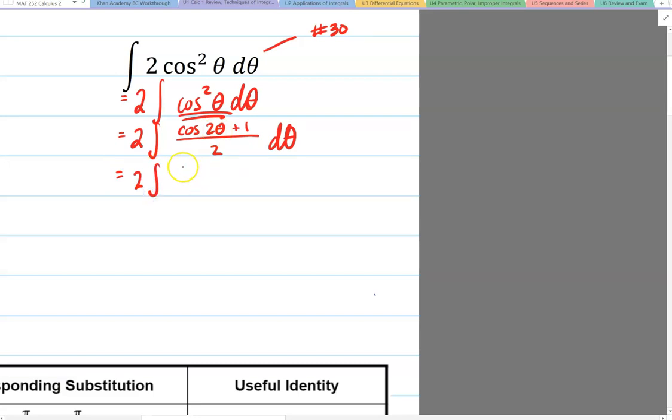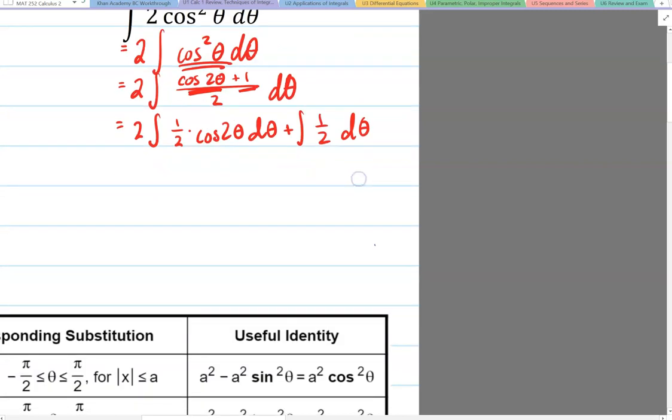Now, a little bit of algebra that might help along the way is recognizing that both terms, this cosine 2 theta and the number 1, could be written as a fraction over 2. So I'm going to create a fraction that multiplies. So 1/2 cosine 2 theta d theta plus the integral of 1/2 d theta. I'm just splitting this apart into 2 different integrals that might be easier to work with.